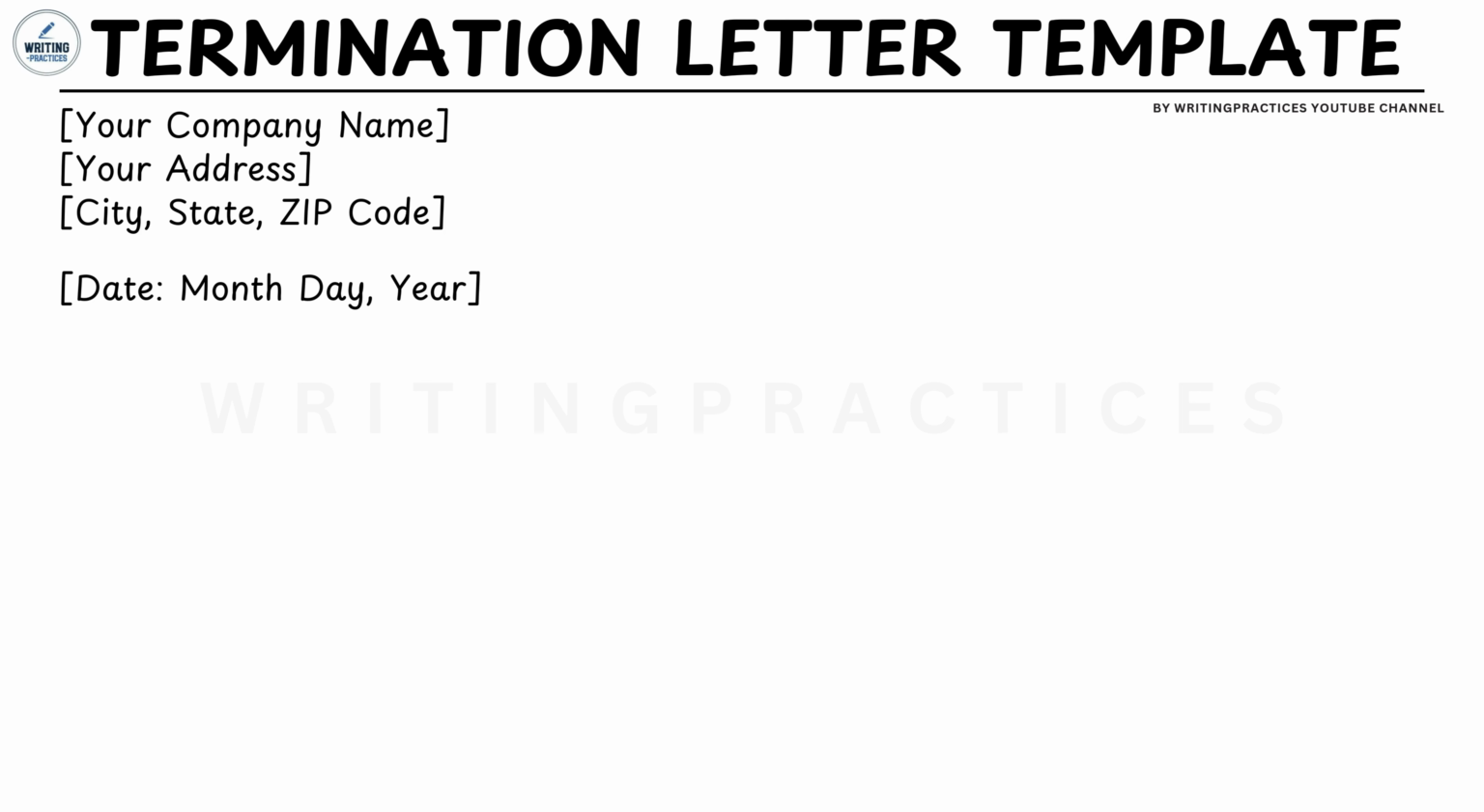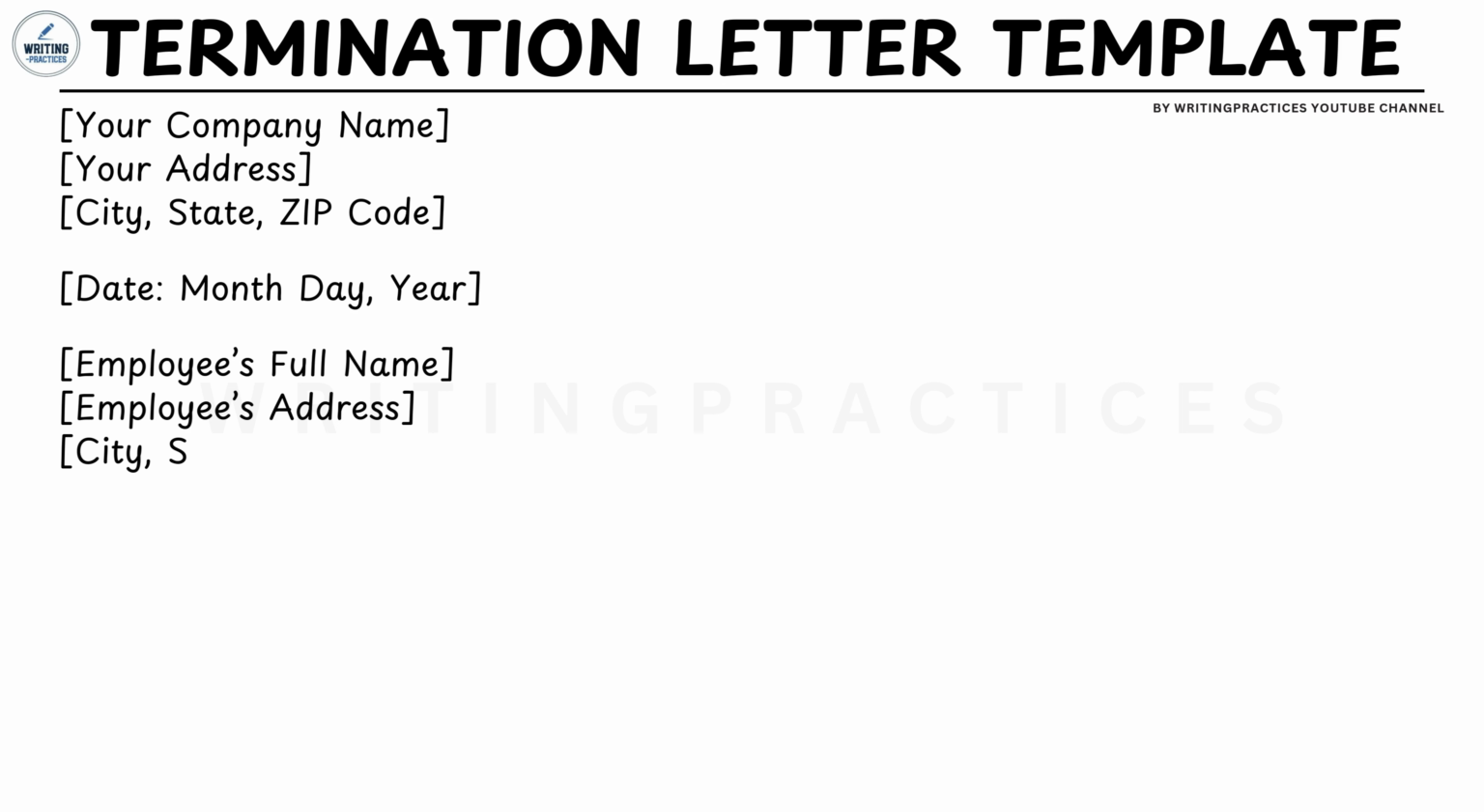Recipient's information, who the letter is for. Next, include the employee's full name and address. This information makes it clear who the letter is addressing. For example, employee's full name, employee's address, city, state, zip code. This section helps personalize the letter and ensures it's properly directed.